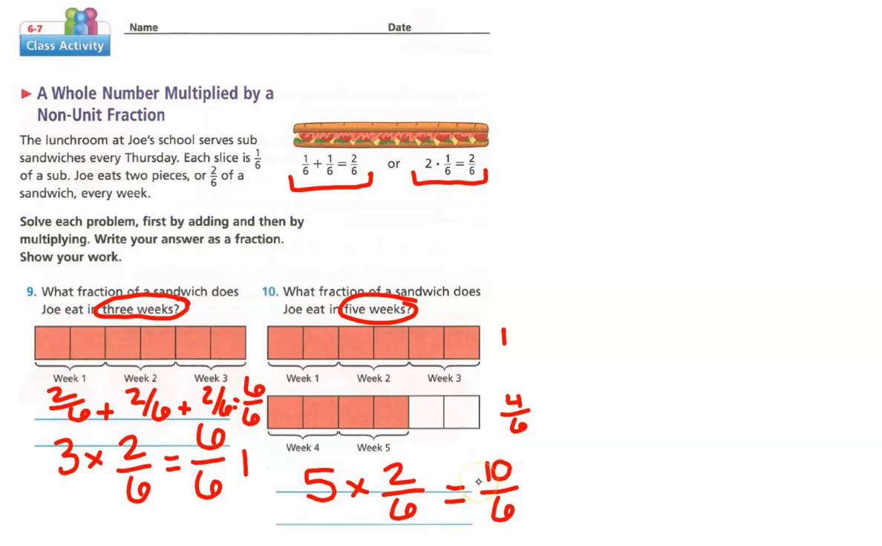Well, that's an improper fraction, so let's try to mix it up with making it into a mixed number. So how many times does 6 go into 10? It goes in 1 time. I'm going to subtract that 6 from 10, which would leave me with 4/6. So that means by the end of 5 weeks, Joe will have eaten 1 4/6 of a sandwich.